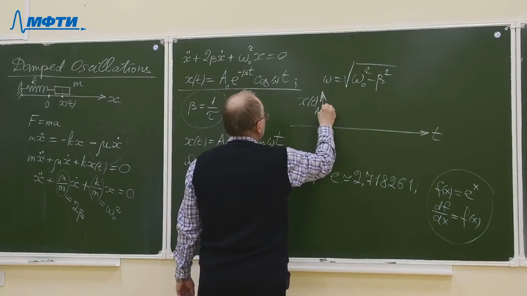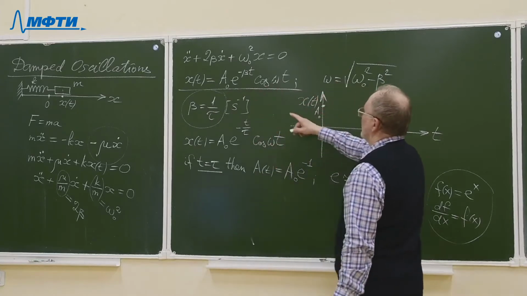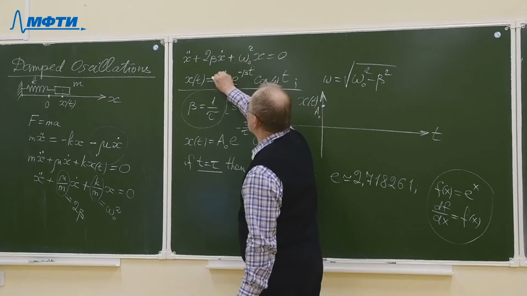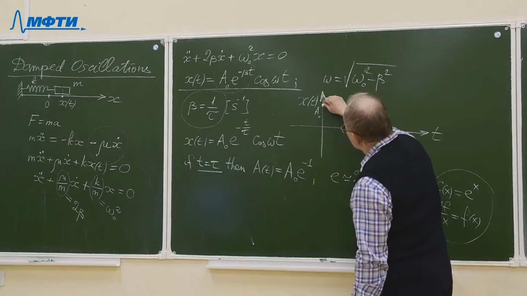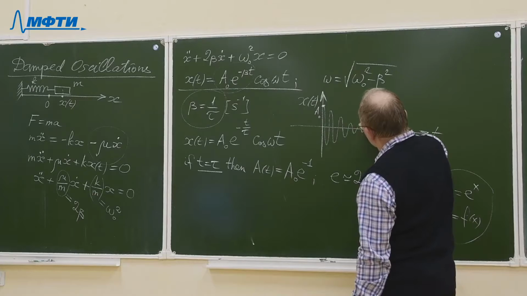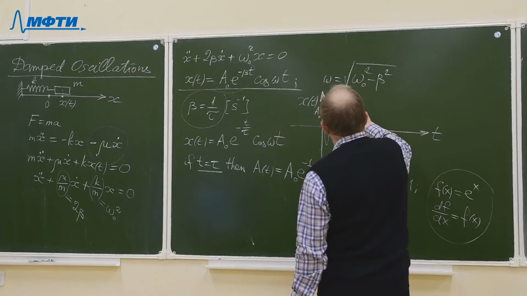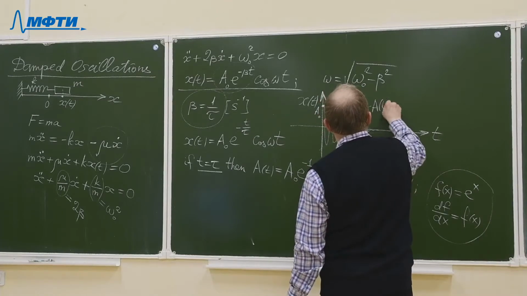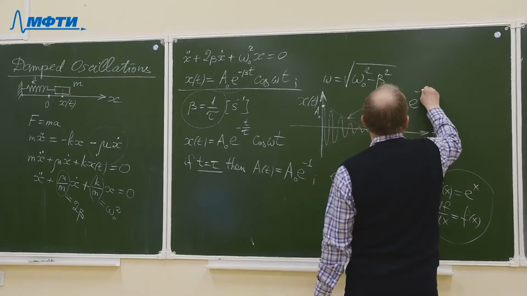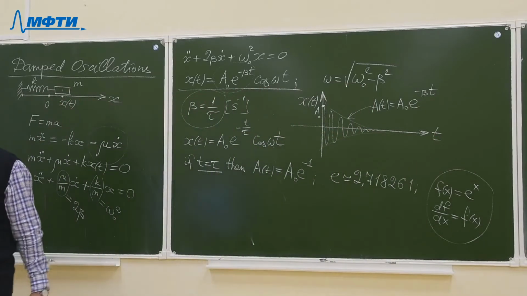So the graph of this function starts from point A0, and then it goes oscillating as dictated by cosine, by this harmonic function, but the amplitude of oscillations is decreasing with time. So the oscillations will go with decreasing amplitude, something like that. The amplitude of oscillation as a function of time will be equal to A0 e to the minus beta t. The amplitude of oscillations will be decreasing with time.